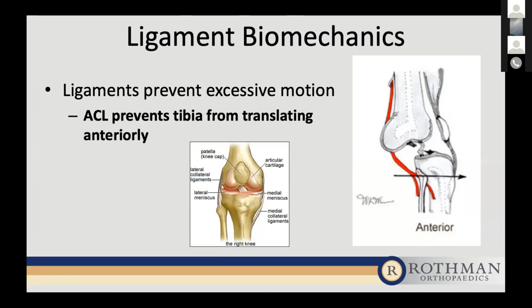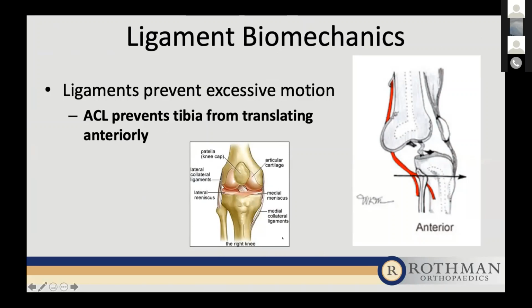So the whole point of the ACL, it's one of the four major ligaments in the knee. A ligament basically connects bone to bone. So as you see in that drawing there in the front, you see the kneecap in the front, and you see ligaments on the outside, on the inside, and then there are two in the center. They're called the cruciate ligaments because they cross like a cross. And so those are the anterior and posterior cruciate ligaments.